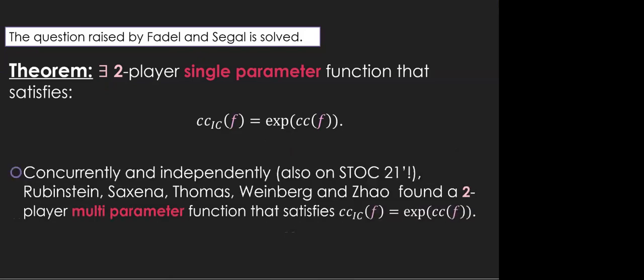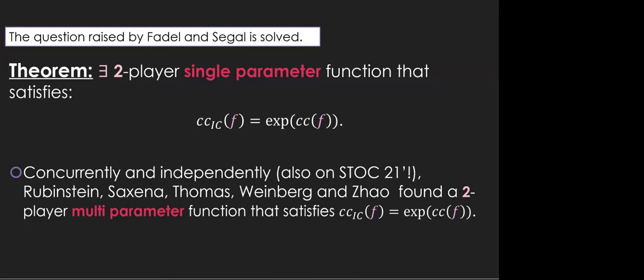And our main contribution is that we solved the open question raised by Fadel and Segal by providing explicit functions with exponential overhead of payment computation. First, we showed that even in a pretty simple setting where there are only 2 players with single parameter valuations, there exists a function such that the communication complexity of the function and its payments is exponentially larger than the communication complexity of the function alone.